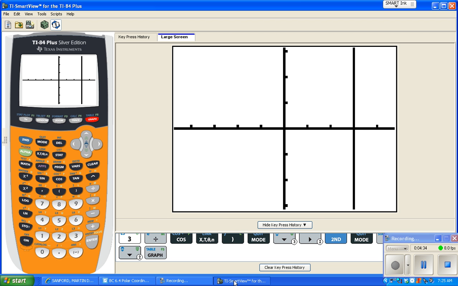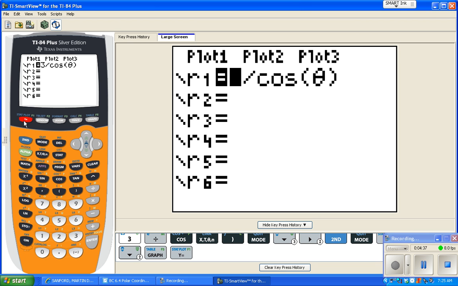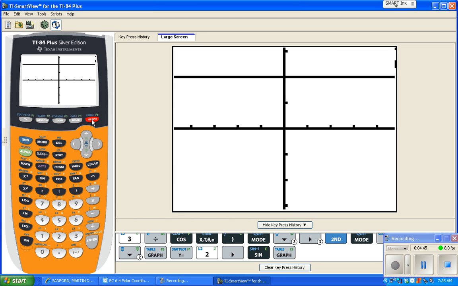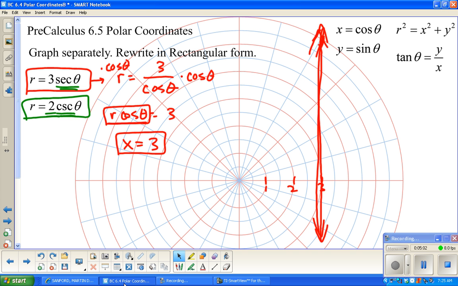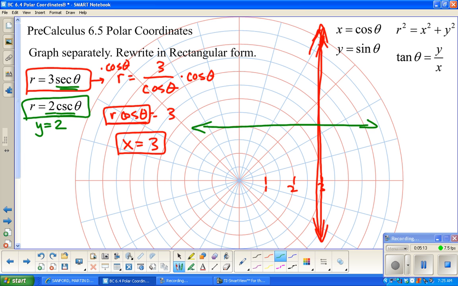Okay, so what I'm going to do is go over and do 2 cosecant. So this is really 2, and then I'm going to do sine here. And let's see what this looks like. Does it look like what you thought it should have looked like? Based on what your guess was after seeing 3 secant being x equals 3, this is 2 cosecant, and it looks like y equals 2. I'm not going to convert that. You can go through the process and convert it, but what you should end up with is y equals 2.